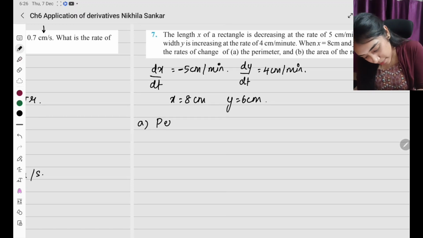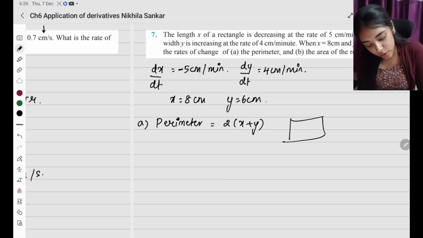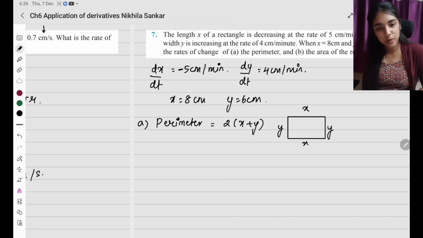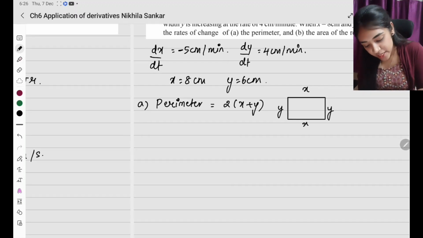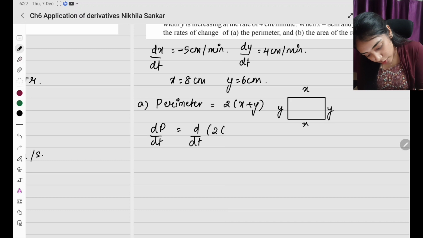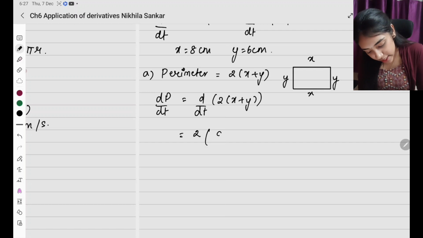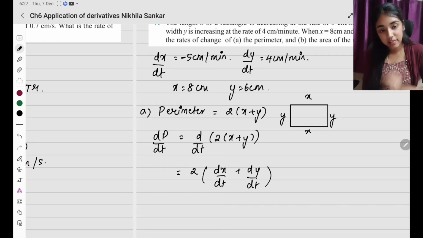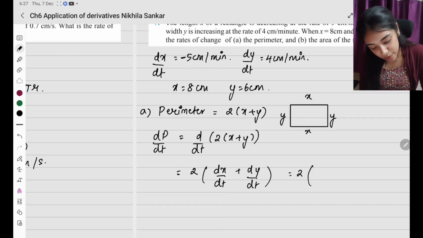First, the perimeter. The perimeter of a rectangle is going to be 2 times x plus y. You have a rectangle where the length is x and the breadth is y, so the perimeter is 2 times x plus y. So dp by dt, the rate of change of perimeter, is d by dt of 2 times x plus y. 2 is a constant. When I differentiate x and y with respect to t, I have dx by dt plus dy by dt. The values are directly given, so I can simply substitute. I have 2 times minus 5 plus 4, so 2 times minus 1, which is minus 2.